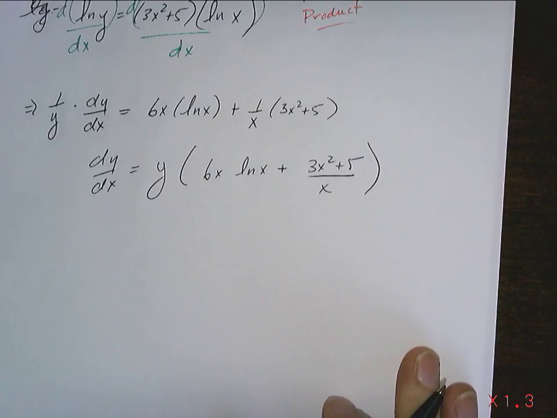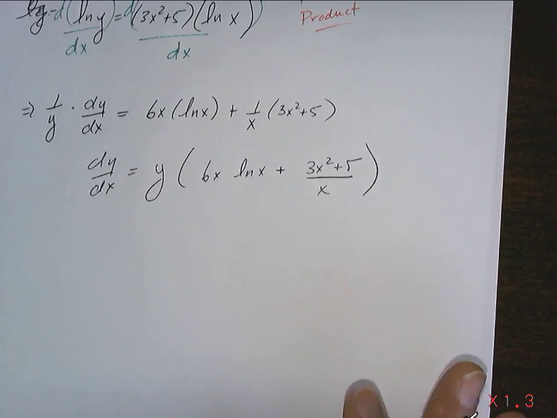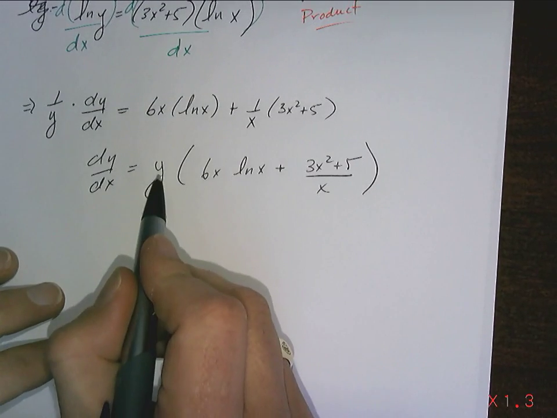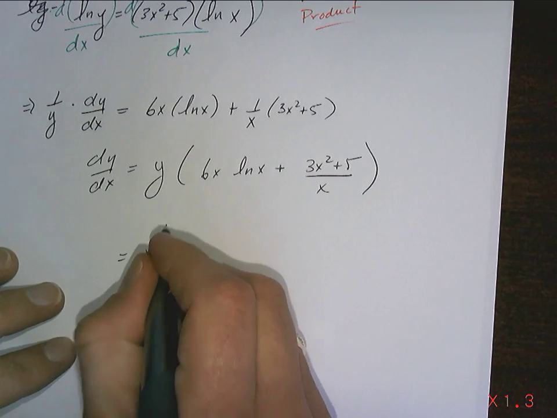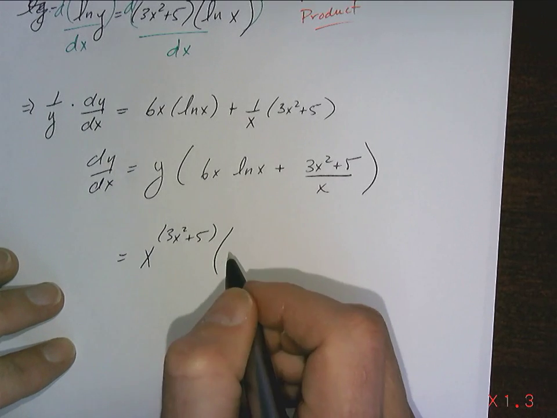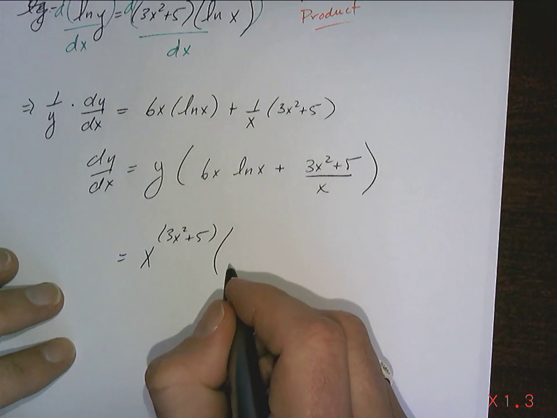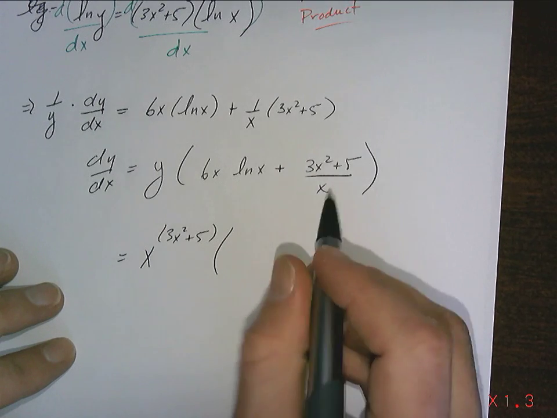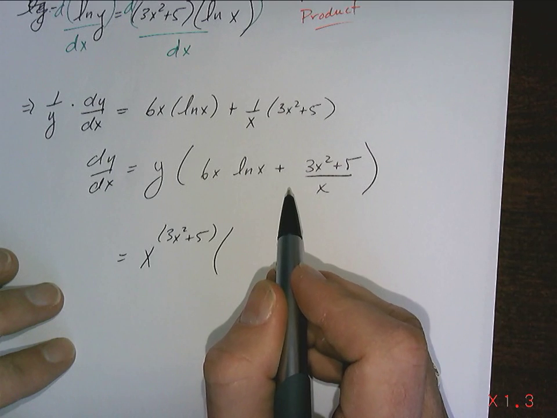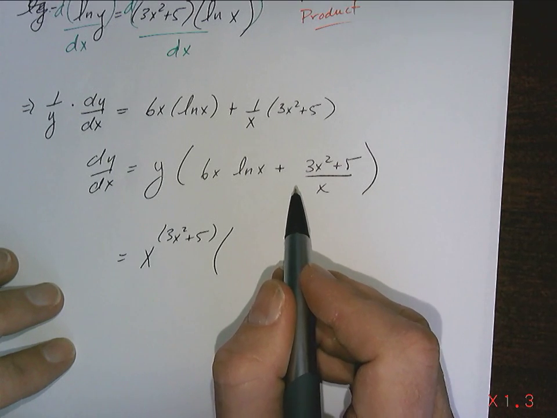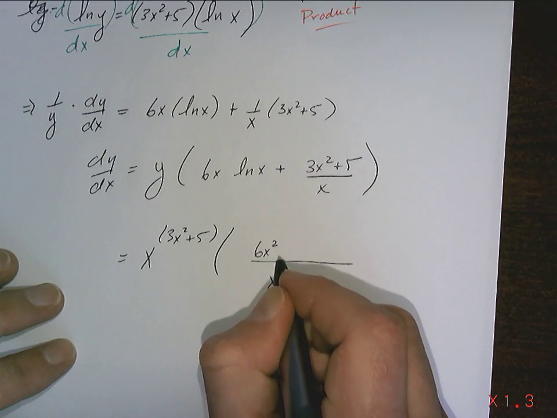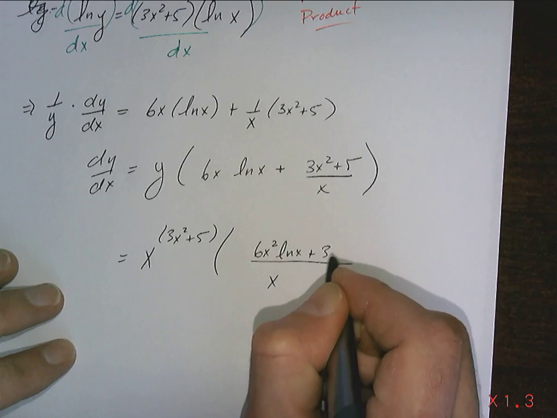Now, that's ugly. It's right, but it's a little bit ugly. There are a couple of things here that I would do. First of all, I'd change y to x to the 3x squared plus 5. Secondly, this 6x ln x, I don't know, I'm okay with that. This is over top of x. I would like the whole thing to have one denominator. So I'm going to get a common denominator of x. So this is going to give me 6x squared ln x plus 3x squared plus 5.